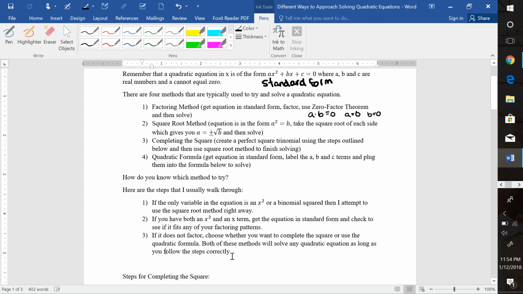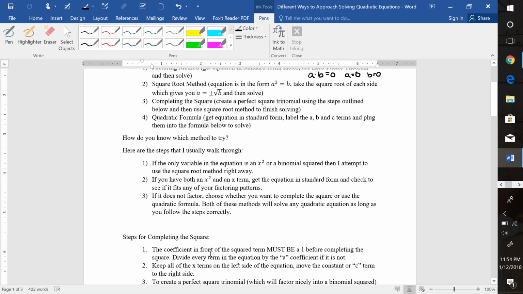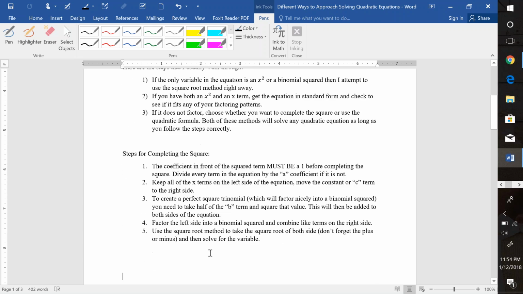And we don't usually plug it in with fractions, but there is a way to take care of that that's discussed more in class or in an advanced video. So here are the steps for completing the square. The coefficient in front of the squared term, the a term, must be a 1. You cannot complete the square unless you make that a 1. So if it's not a 1, you need to divide every term in the equation by that a coefficient.